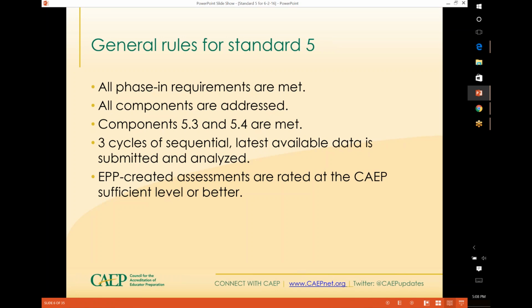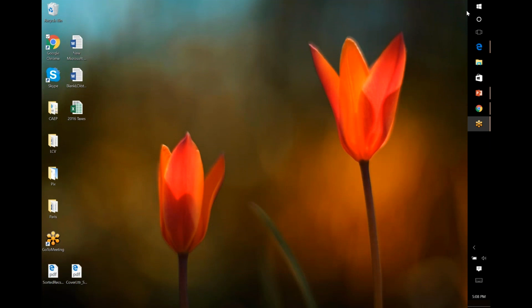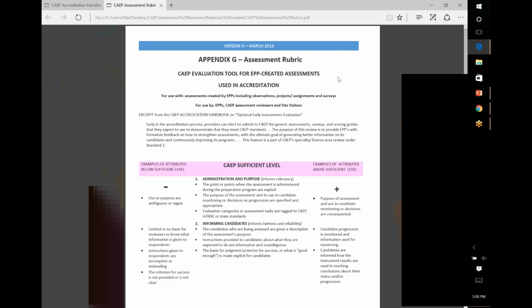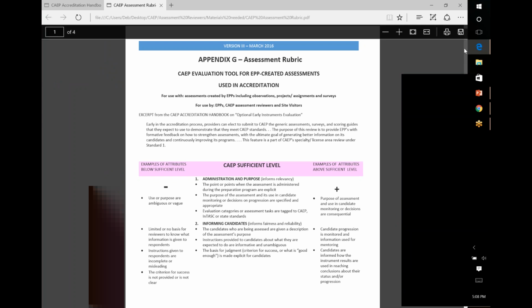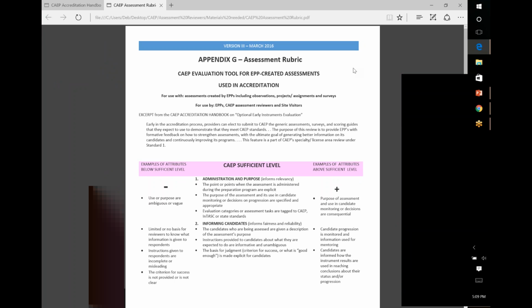If you haven't submitted your assessments for early instrument evaluation, they are submitted and evaluated by the reviewers using the CAEP rubric for assessing assessment instruments. And here is that rubric. If you haven't seen this, it is part of the accreditation handbook, Appendix G, which appears on page, well, it says here page 1, but it's actually far further into the back of the accreditation handbook. And you can also find it under accreditation resources, where it appears on its own as the CAEP assessment rubric.